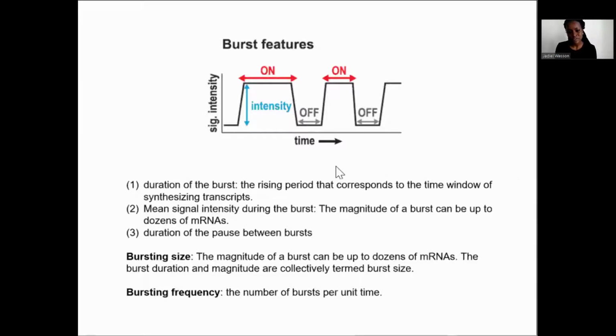Another feature that you should pay attention to when it comes to transcriptional bursting is how many bursts occur over a certain amount of time. So not only the bursting size, which is indicated here, but also how many bursts you get over the course of time.